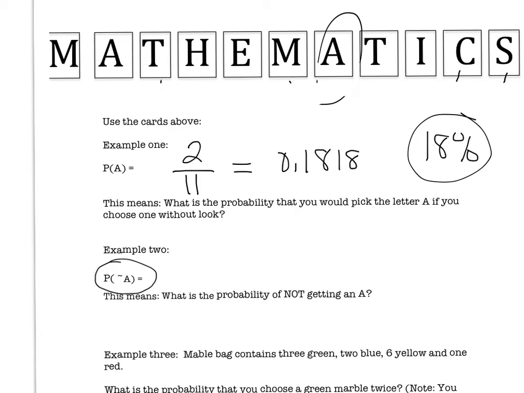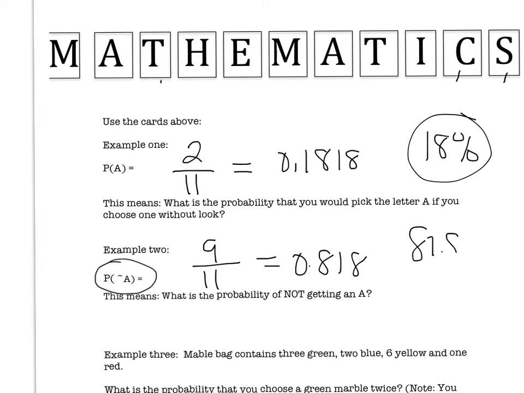If we go back over and look at example 2, it says P and then a squiggly line A, which means what is the probability of not getting an A? Again, we count up the number of cards, which is 11, and then count up the letters that aren't A's, that would be 9. So you have a 9 out of 11 chance, which as a decimal is 0.818, so it's an 81.8% chance, or an 82% chance if we round up. So that's how you find the probability, just choosing letters out of names.